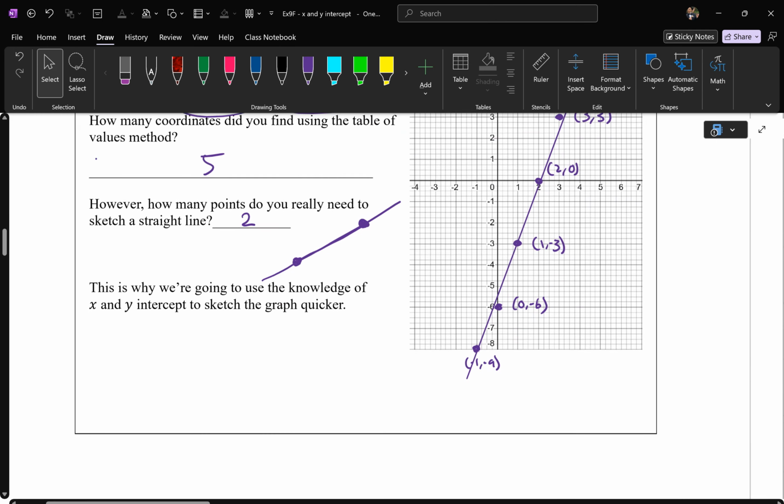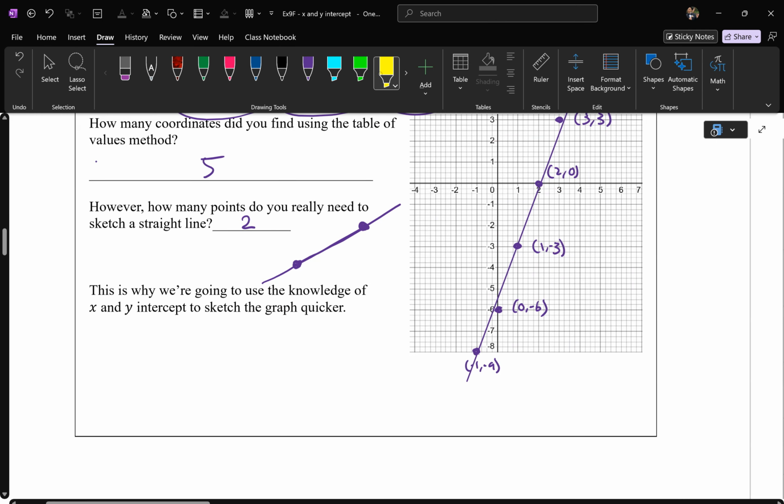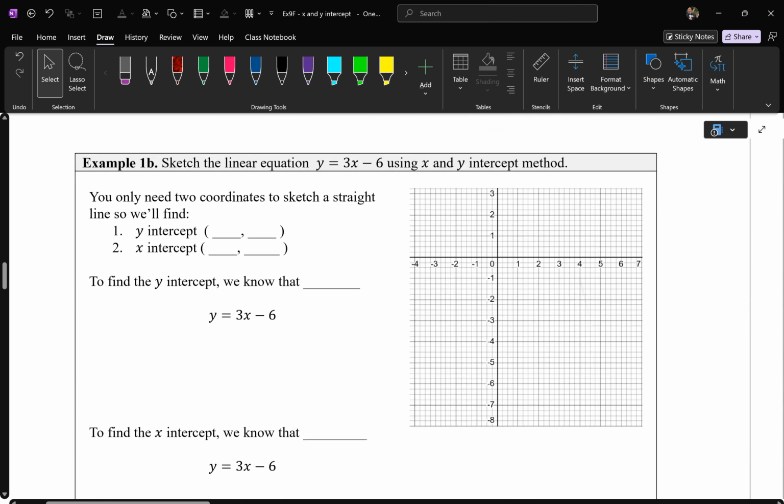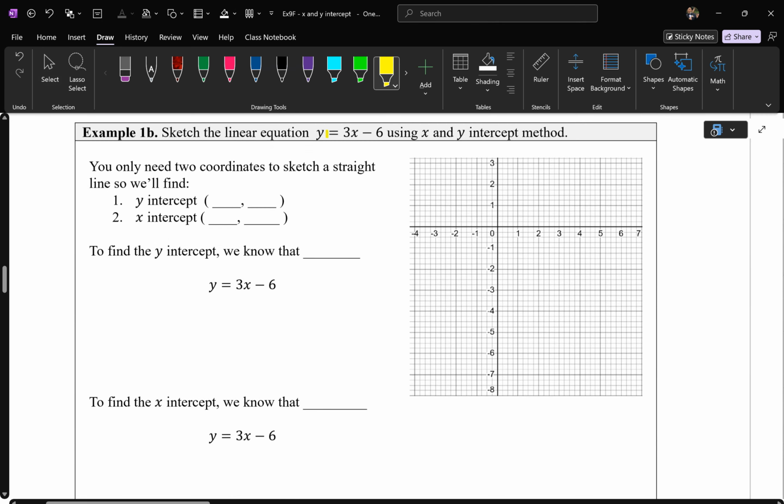So how are we going to do it with just 2 points? Well, the 2 points we're going to use is find the x-intercept and find the y-intercept of each equation. Turn over the page, I'm going to show you how to do it. So this time we're going to sketch the same graph again, y equals 3x minus 6, but this time we're going to do it a bit more smartly.